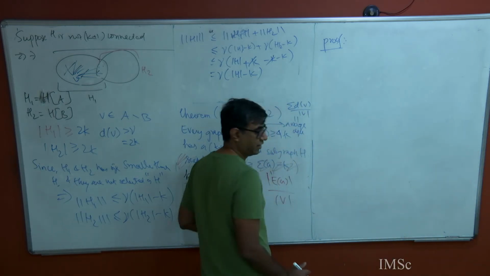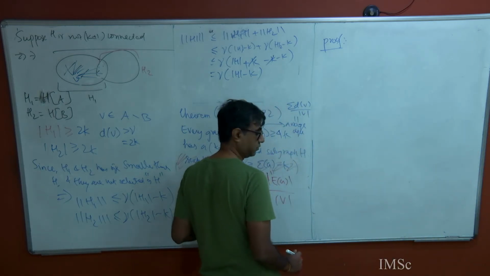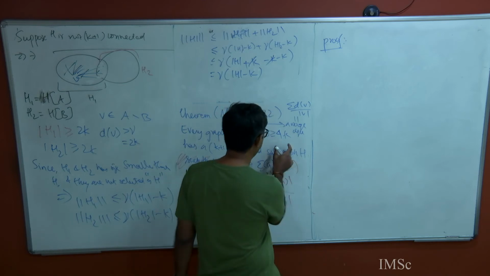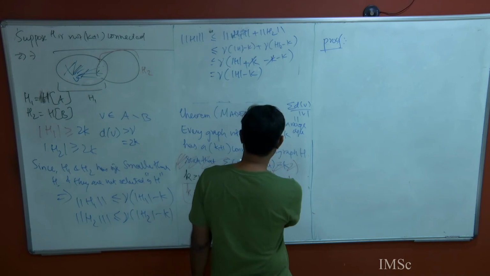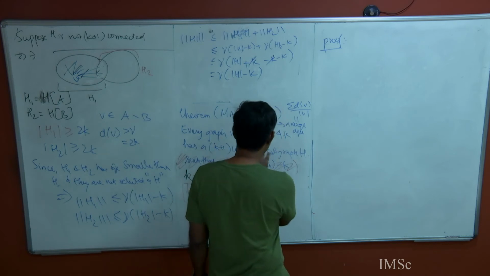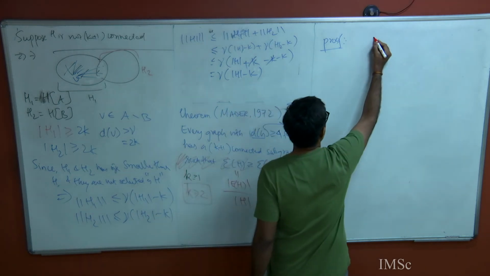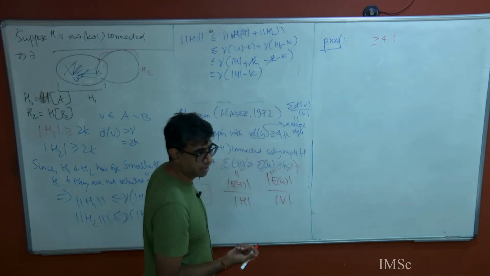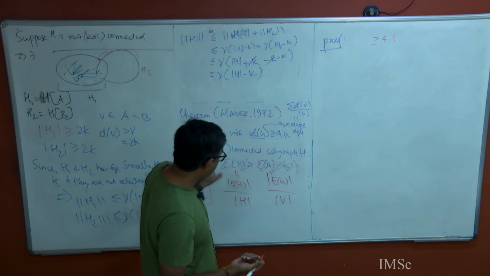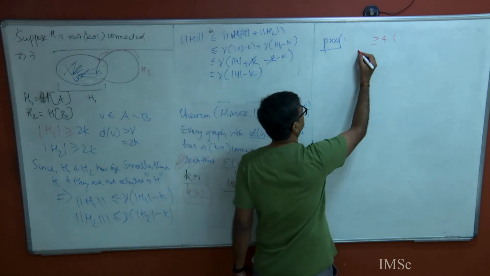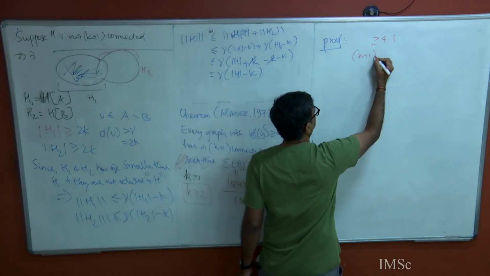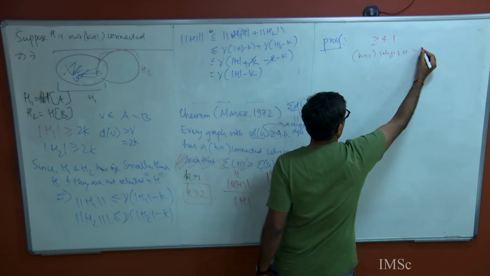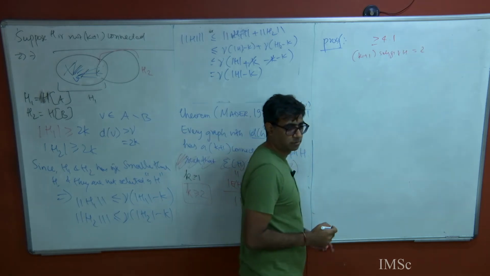So what will be the assertion for k equal to 1? Suppose I told you that every graph has average degree at least 4, that's k equal to 1, right? And then you have to show me that it has a two-connected subgraph. What is it?